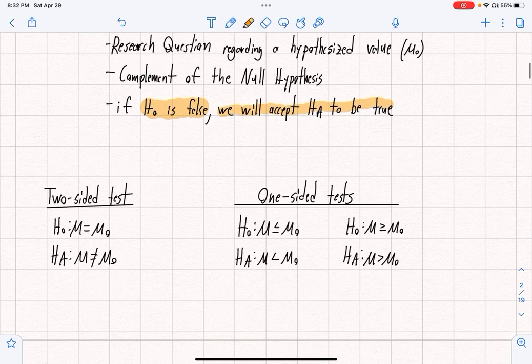So our hypotheses will take on a couple of different forms. And the first is what we call a two-sided test. So we are saying that the true population mean is equal to some hypothesized value h naught or mu naught. So mu naught is the hypothesized value.